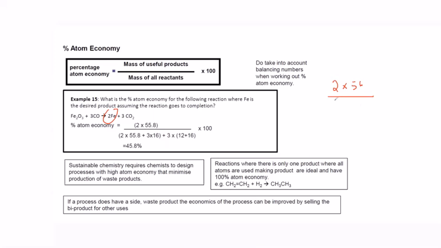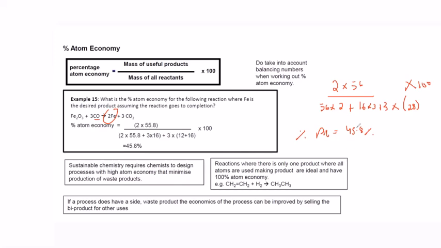So the total mass of reactants will be 56 multiplied by 2, plus oxygen is 16 multiplied by 3, plus carbon monoxide. So carbon is 12 plus oxygen is 16. So 12 plus 16 is equal to 28. When we solve this, and then it is multiplied by 100, the percentage atom economy is equal to 45.8%.